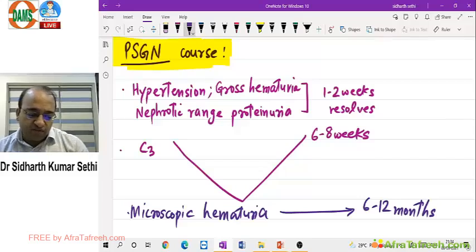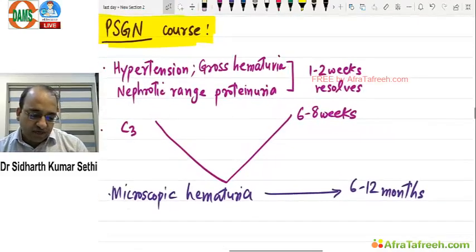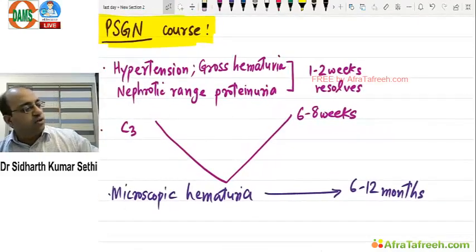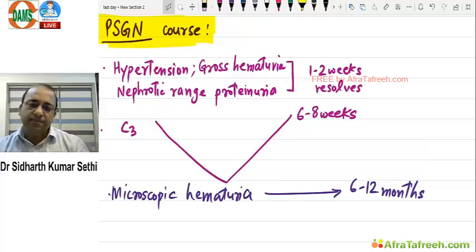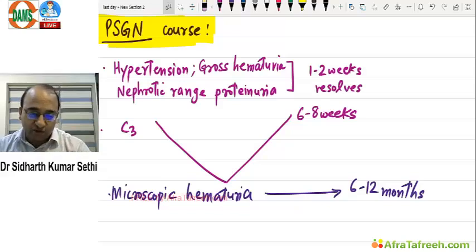This is what I tell the parents every day. I tell the parents, look, don't look for the urine RBCs. These RBCs in the urine may take almost 6 to 12 months to normalize. It's okay. We are not scared about some microscopic RBCs, but gross hematuria should resolve.